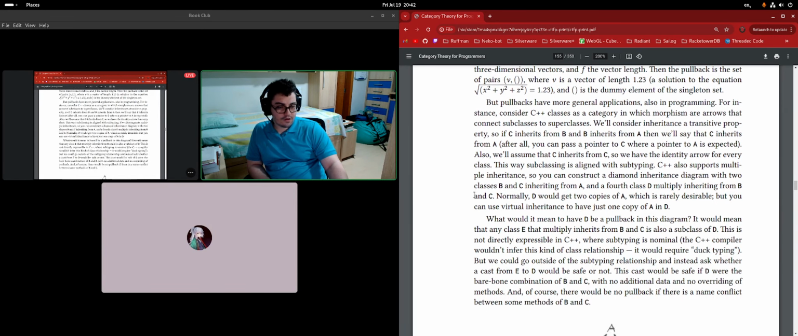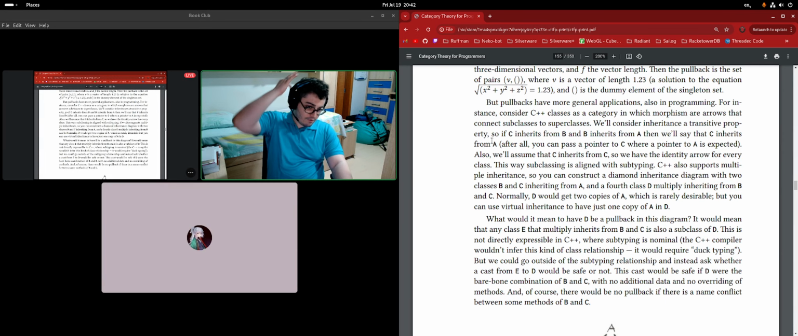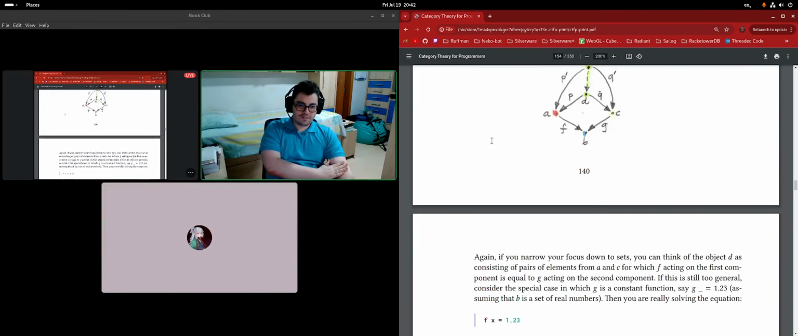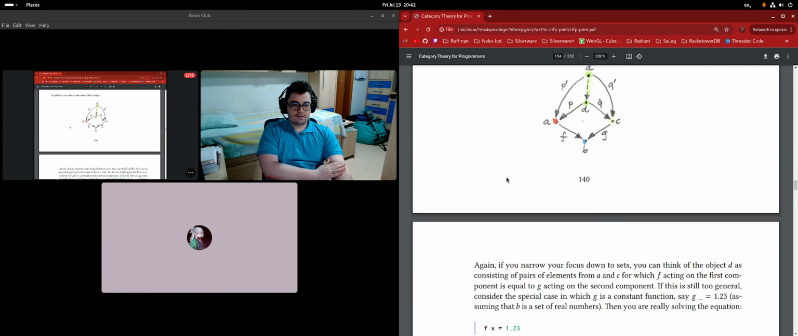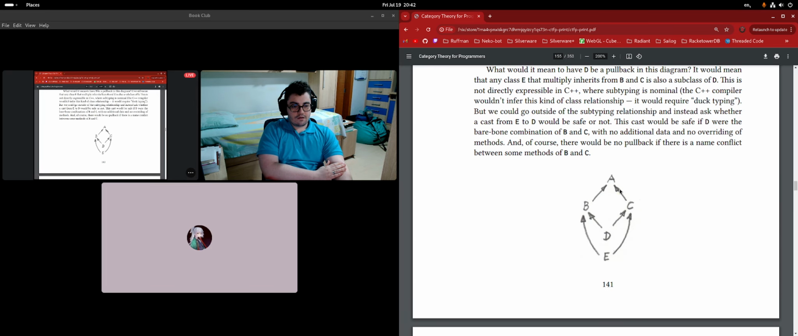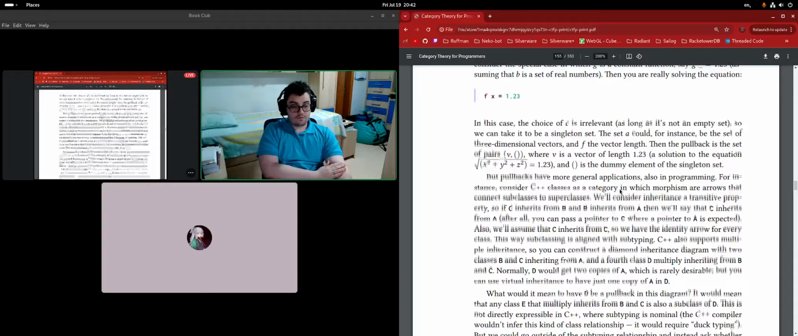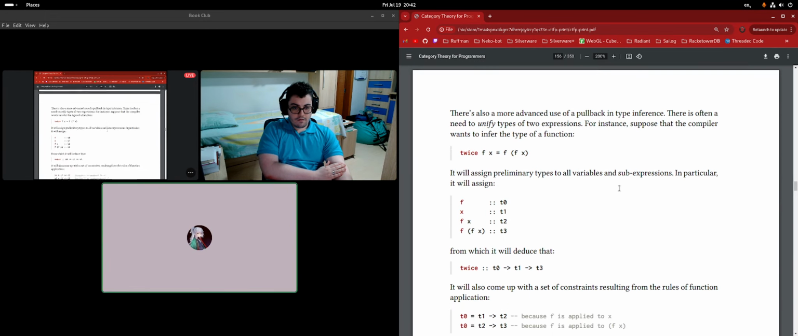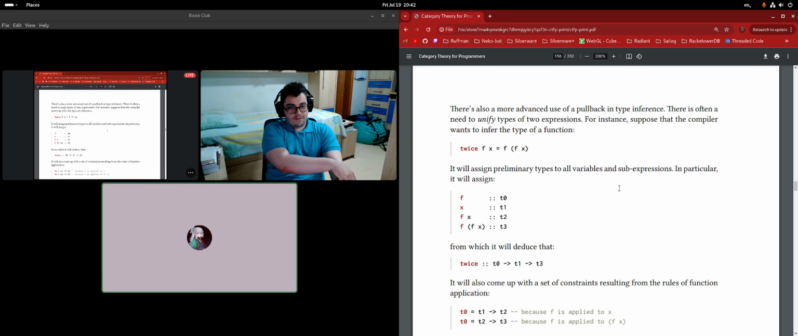Then we go on to talk about inheritance. I'm not going to read all of it, but it's basically using an example of how this diagram can be useful to understand inheritance in C++. So it's a very similar diagram here, which is very cool. Yeah, it was slightly unexpected, but it is very cool.